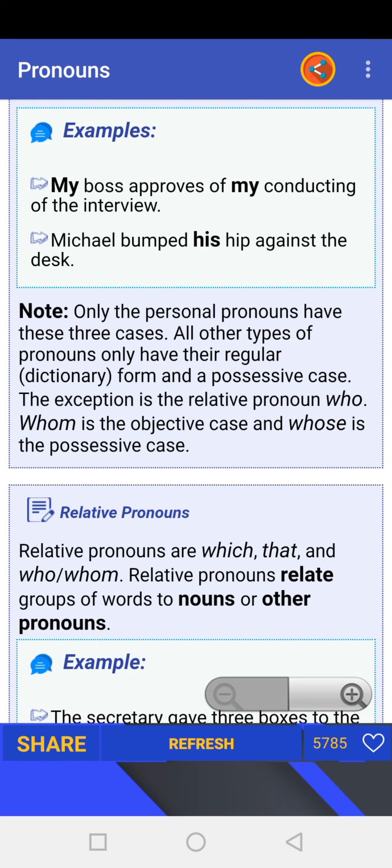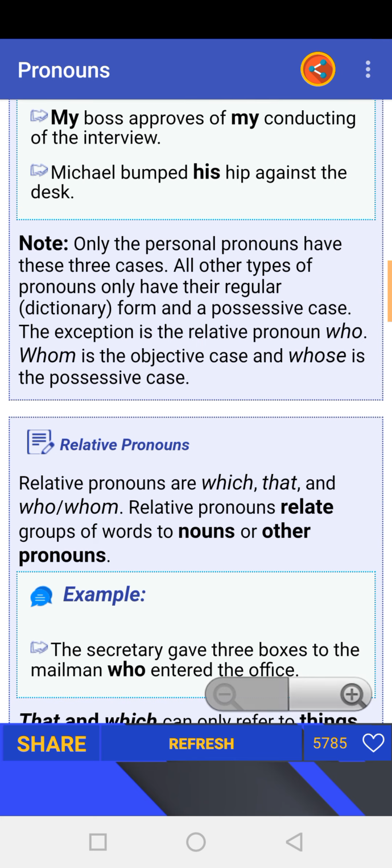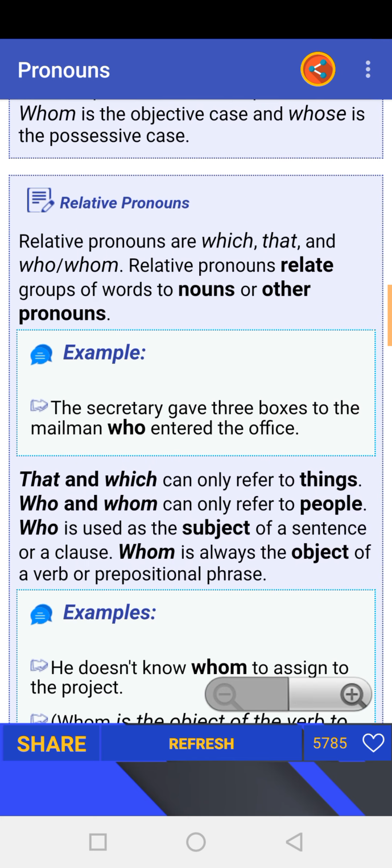Only the personal pronouns have these three cases. All other types of pronouns only have their regular dictionary form and the possessive case. The exception is the relative pronoun who: whom is the objective case and whose is the possessive case. So here they remind us that personal pronouns are divided into three cases. We have the subject personal pronouns, the object personal pronouns, and the possessive personal pronouns. And we have other types of pronouns that we will see later. So let's go to relative pronouns.